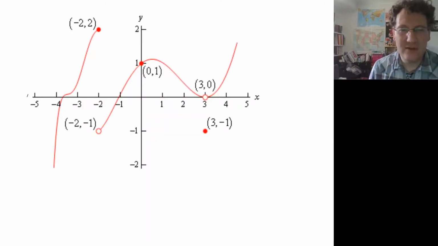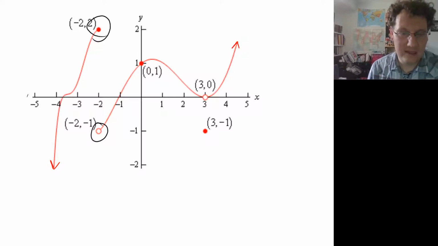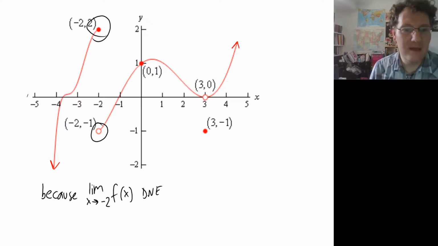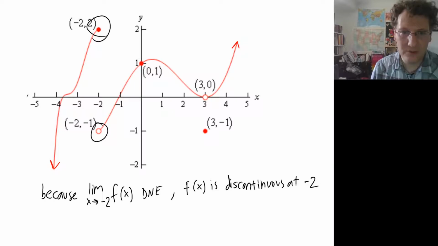For example, let's take a look at this function, and for our purposes, we'll assume the function continues off to the left and to the right infinitely, but we're interested in for what values of x the function is discontinuous. And so we have a couple obvious places. You notice here the limit doesn't exist at negative 2, because the limit as x approaches negative 2 of f of x does not exist, so f of x is discontinuous at negative 2.